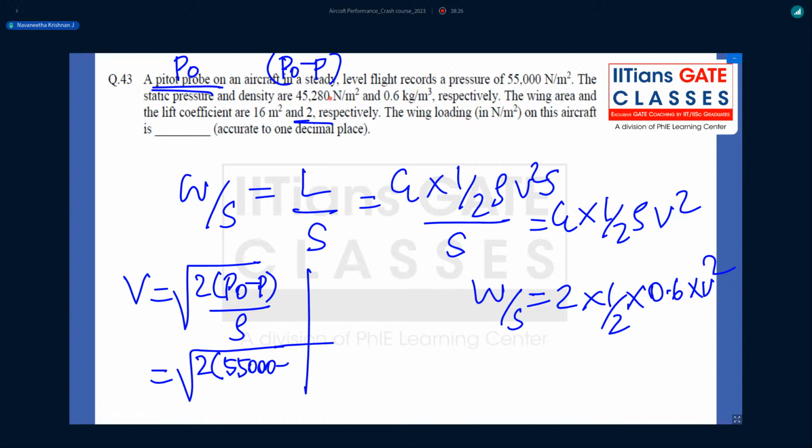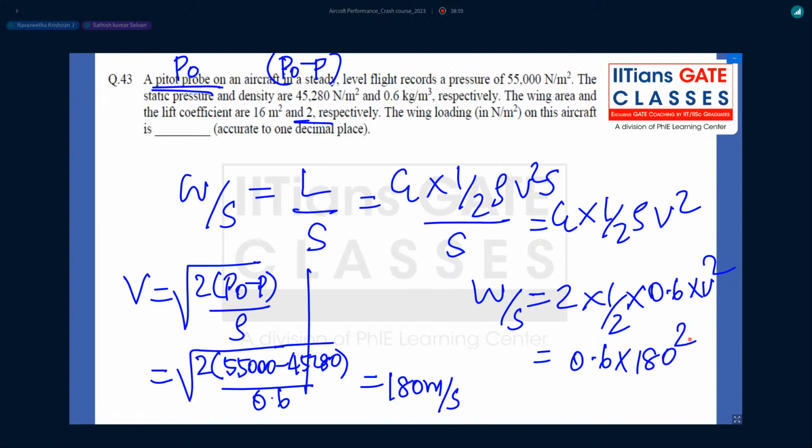The static pressure it can measure at the altitude is 45,280, divided by density 0.6. So we get the velocity as 180 meter per second. Substitute it here. So 2 divided by 2 can be cancelled. So it is 0.6 into 180 square, which is nothing but 19,440 Newton per meter square.